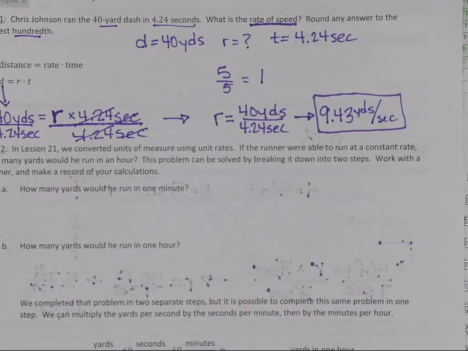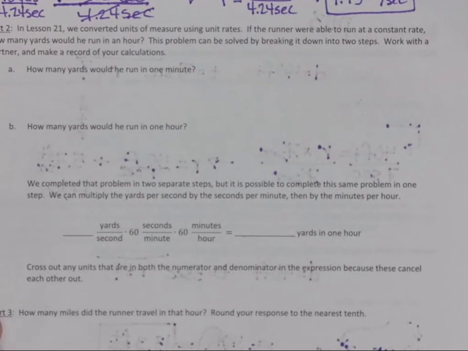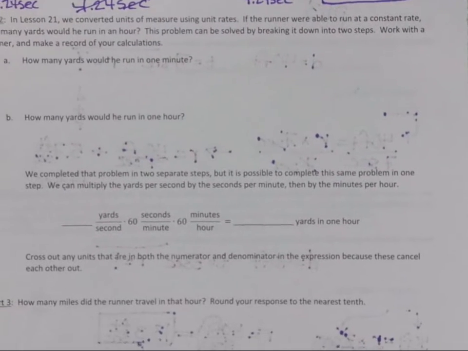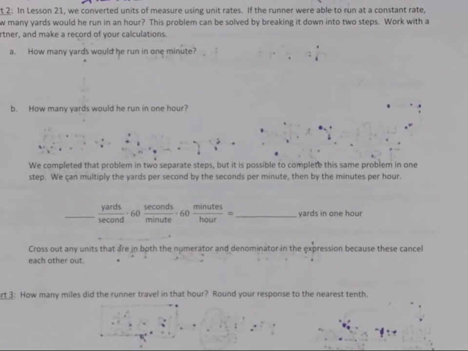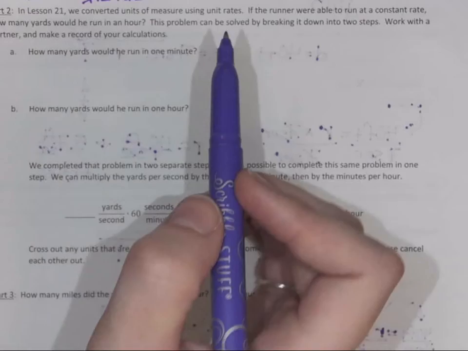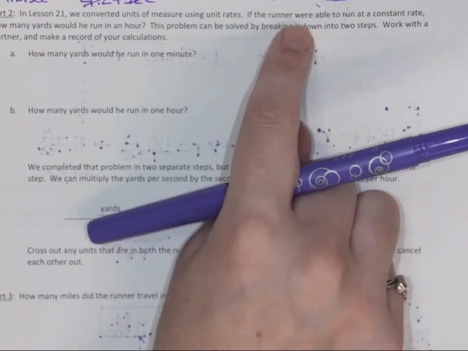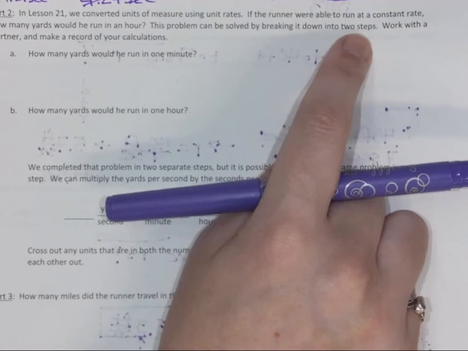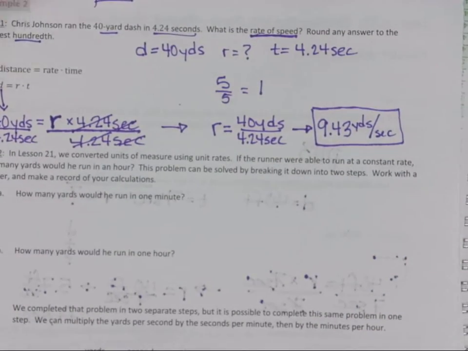Okay, let's talk about part 2. This part's a little bit different, but it makes a really good point, okay? It's going to show us something pretty cool, actually. So, in part 2, all right, in lesson 21, we converted units of measure using unit rates. If the runner were able to run at a constant rate, they're talking about the runner in part 1, okay, how many yards would he run an hour?